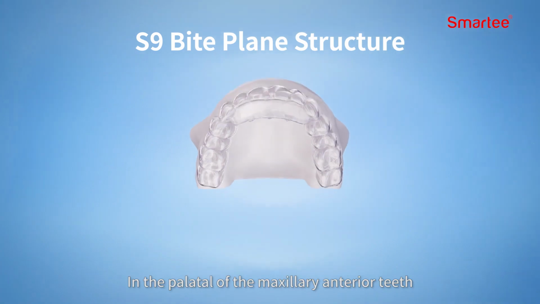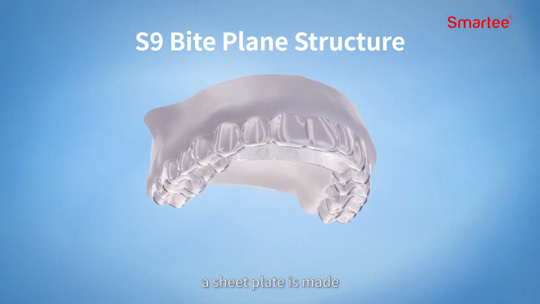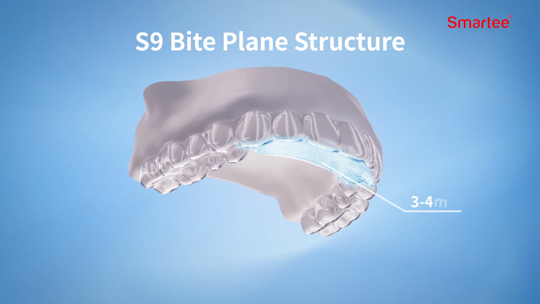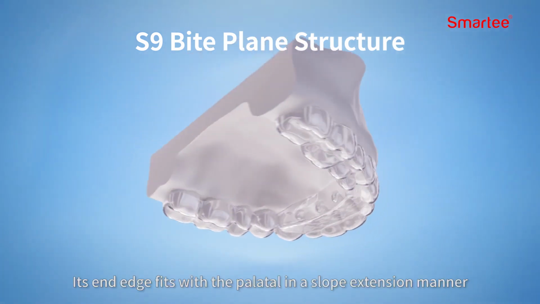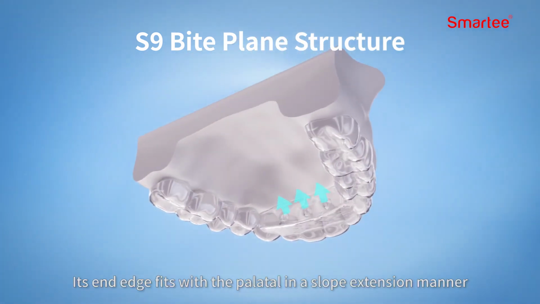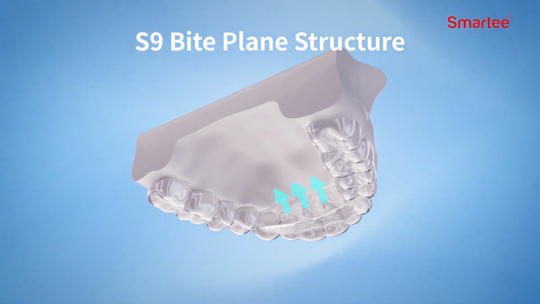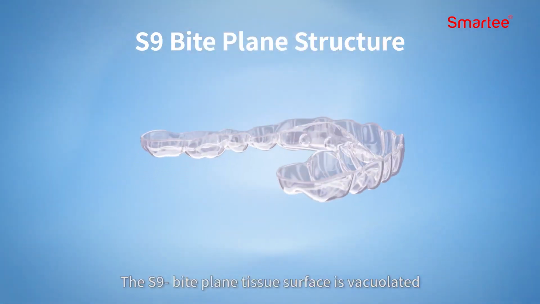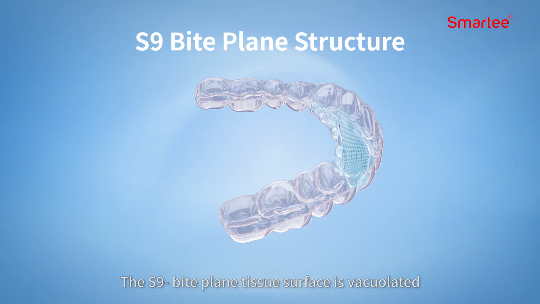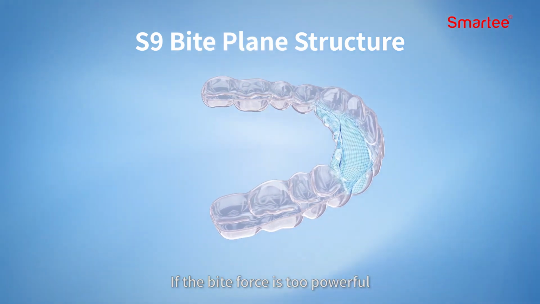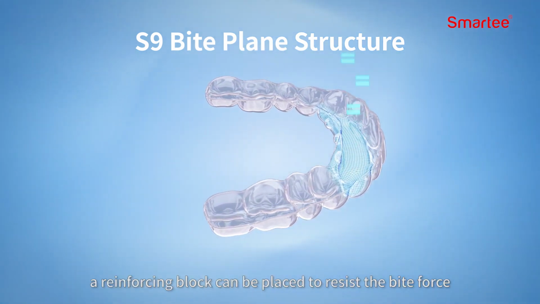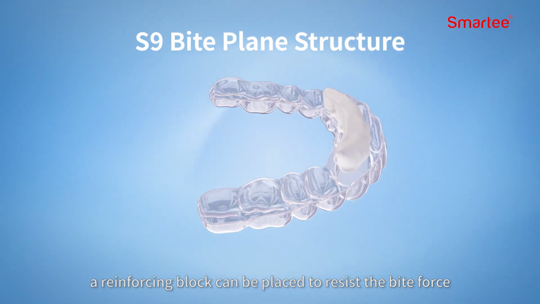In the palatal of the maxillary anterior teeth, a sheet plate is made. Its end edge fits with the palatal in a slope extension manner. The S9 bite plane tissue surface is vacuolated. If the bite force is too powerful, a reinforcing block can be placed to resist the bite force.